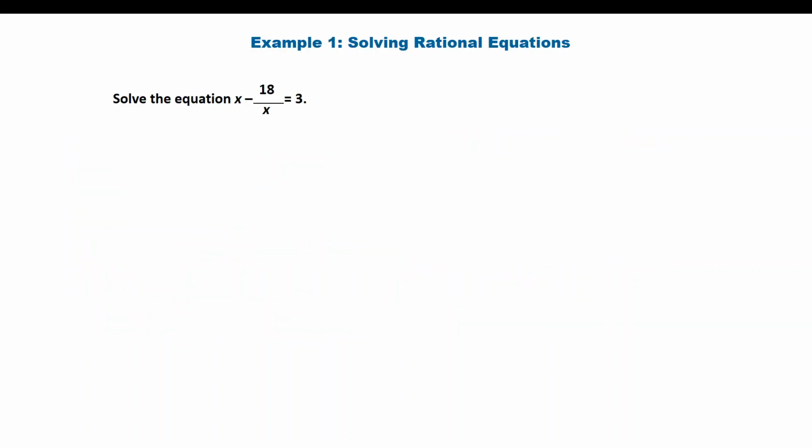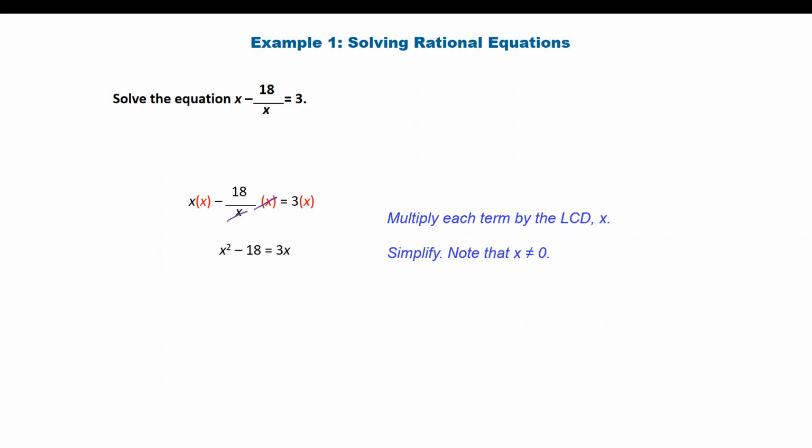The problem says to solve this equation, and the first thing I want to do is find the least common denominator, and that's an easy one on this one. It's just x. So my least common denominator is x, so I'm going to multiply every term by x. Notice that this middle term, the x's are going to cancel out because when I multiply, I no longer have my x in the denominator. So I'll have x squared minus 18 equals 3x. I want you to notice that x can't equal 0, because if x is 0, then my whole equation would be undefined.